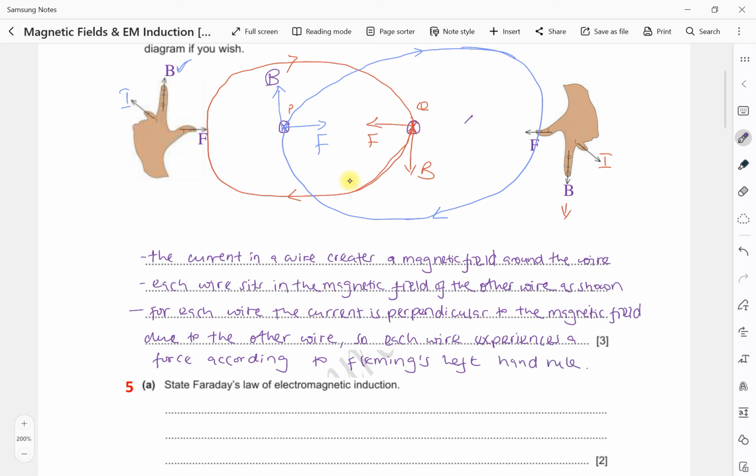Of course, in the diagram, you don't need to include the hands. I just added them here for you to visualize how to use your left hand when trying to find the direction of the force on each of the wires, as we shall be demonstrating that later on in other questions.